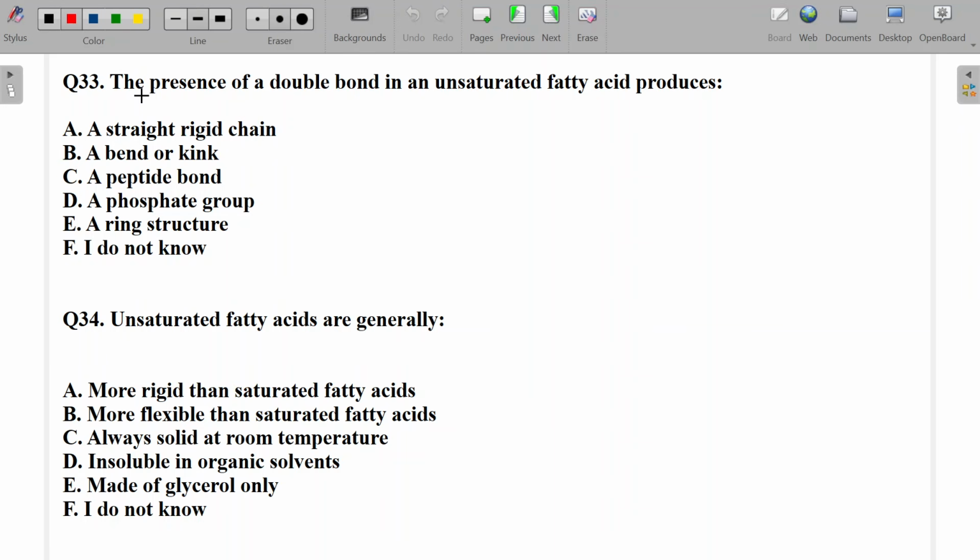Question 33. The presence of a double bond in an unsaturated fatty acid produces A, a straight rigid chain. B, a bend or a kink. C, a peptide bond. D, a phosphate group. E, a ring structure. F, I do not know. A bend or a kink. Yes, it creates a kink or a bend. Okay, wonderful. So by the kink they mean this.